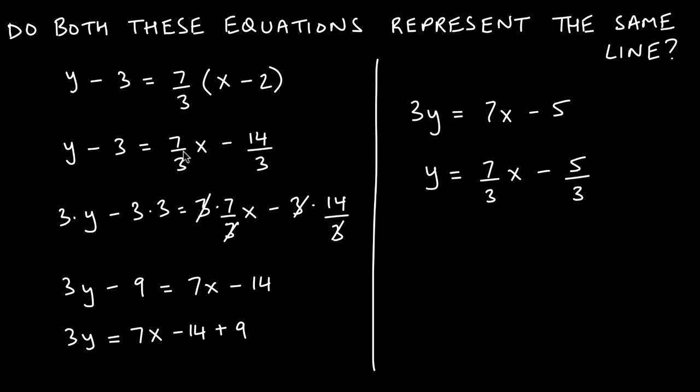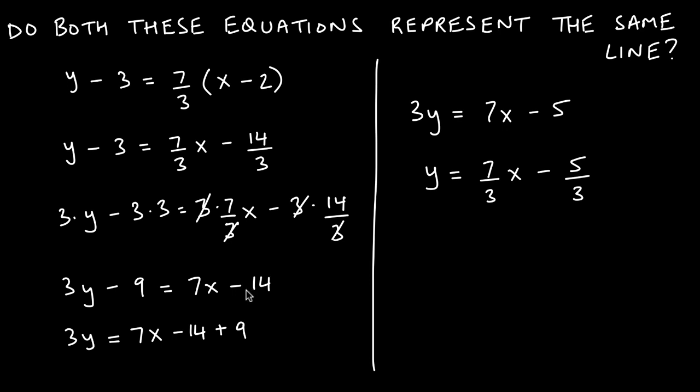The negative stays. At this stage, I don't like fractions, so I can clear all the fractions by multiplying every single term of the equation by 3. That's my reasoning here. So 3 times y minus 3 times 3 equals 3 times 7 over 3 x, which is exactly what I had here. I just copied it down. Minus, that comes down, 3 times 14 over 3. Here we see that this 3 cancels with this 3. This 3 cancels with this 3. And we're left with 3y minus 3 times 3, which is 9. 7x is the only thing that remains here. And then we have a minus 14 left over.